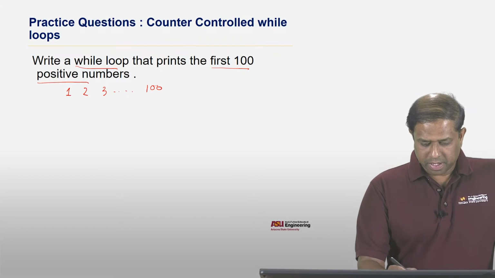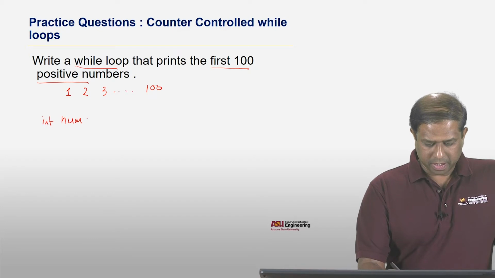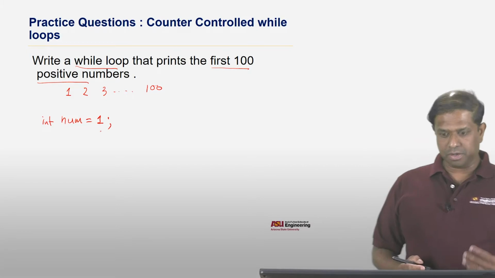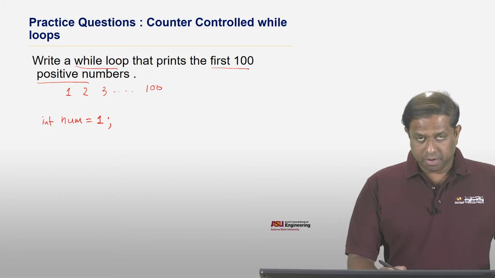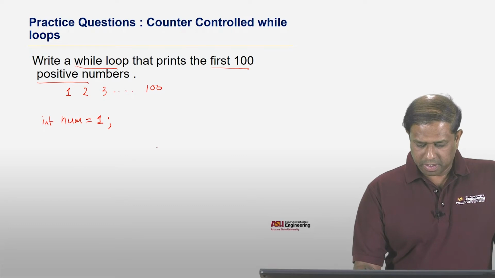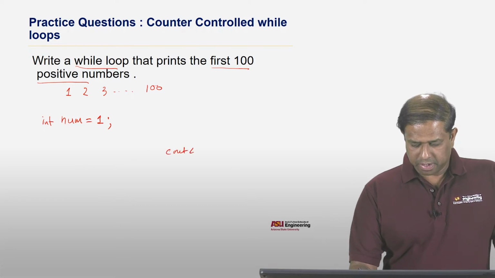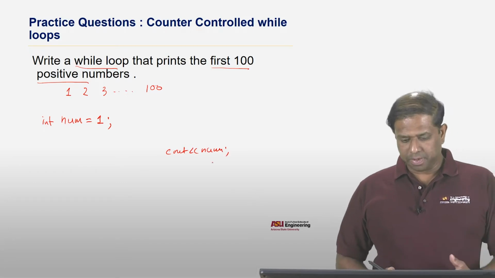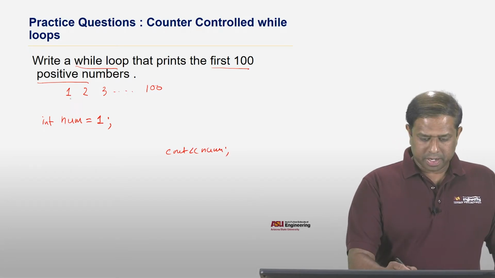Suppose we have an integer variable called num, and we are going to initialize num to 1 because that's the first number to be displayed, right? In order for us to display the number, we need to write cout num. Now after displaying this number, we know that we need to display the next number.